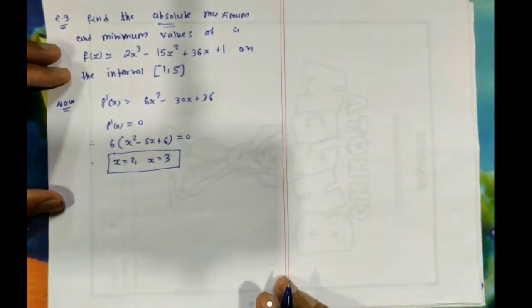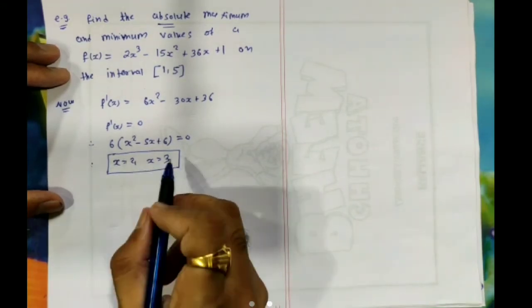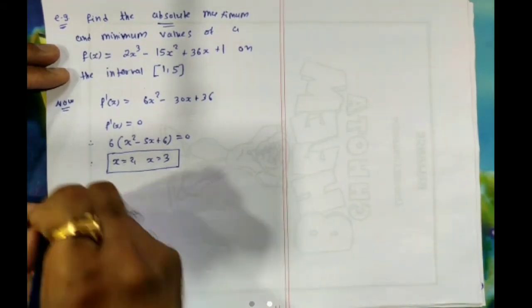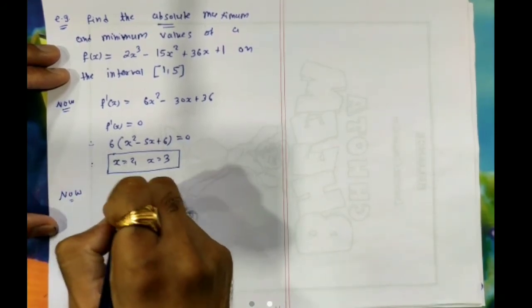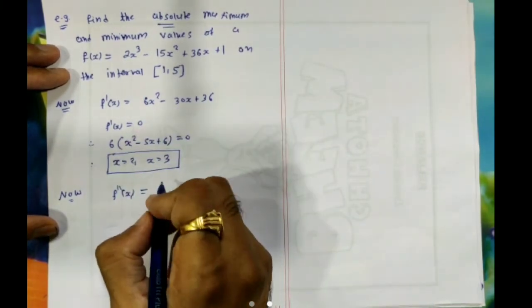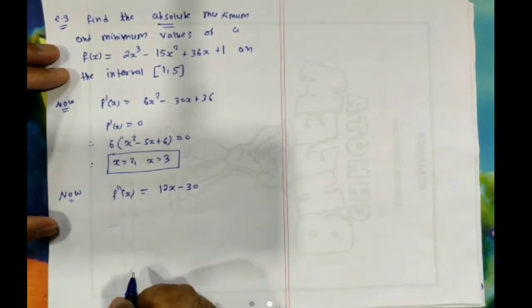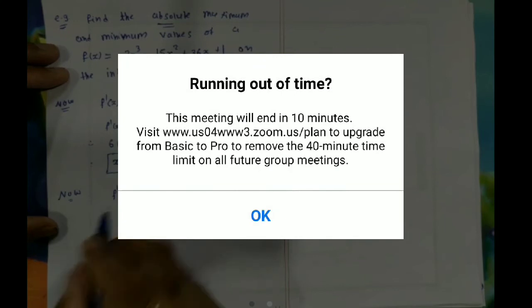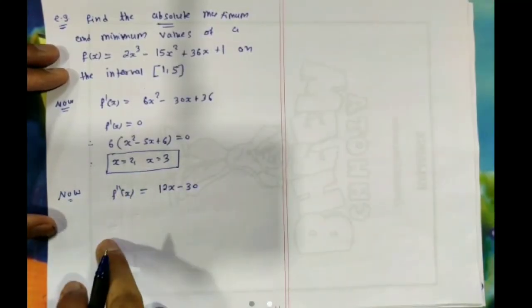So now the second step is the identification step, whether these critical points are points of maxima or points of minima. Done. So now consider the second order derivative, f double dash x. The second order derivative of this will be 12x minus 30. Now you have to check the sign of the second order derivative for these critical points.